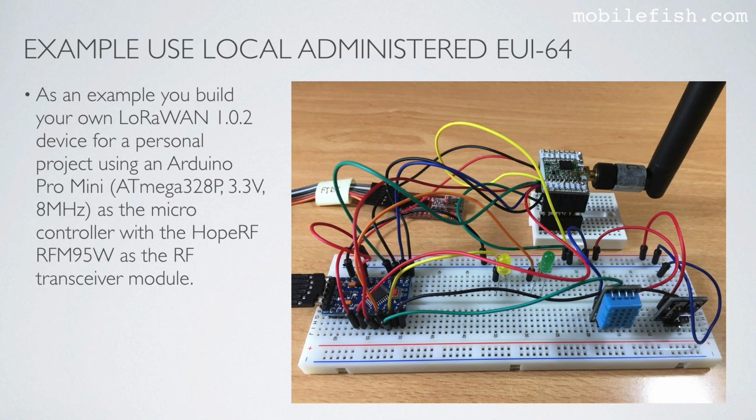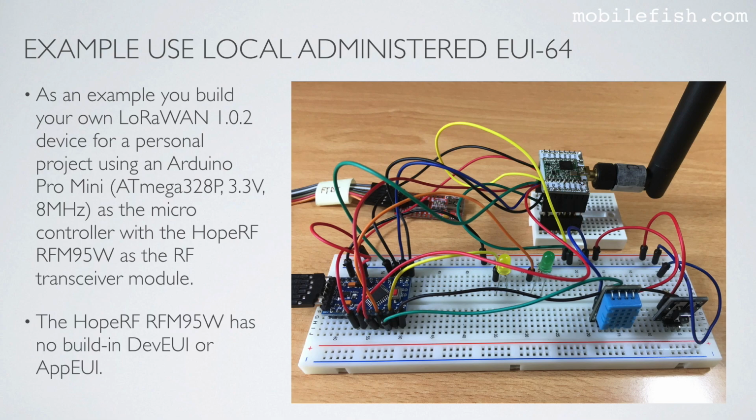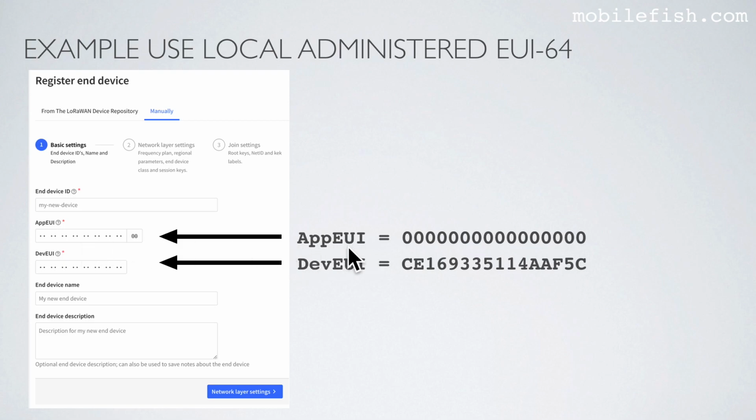Here's an example. You built your own LoRaWAN 1.0.2 device for a personal project using an Arduino Pro Mini, as you can see over here, as the microcontroller, with the HopeRF RFM95W as the RF transceiver module. The HopeRF RFM95W has no built-in DevEUI or AppEUI, which means the AppEUI is set to all zeros, and this DevEUI is a self-generated, locally administered EUI-64 address.